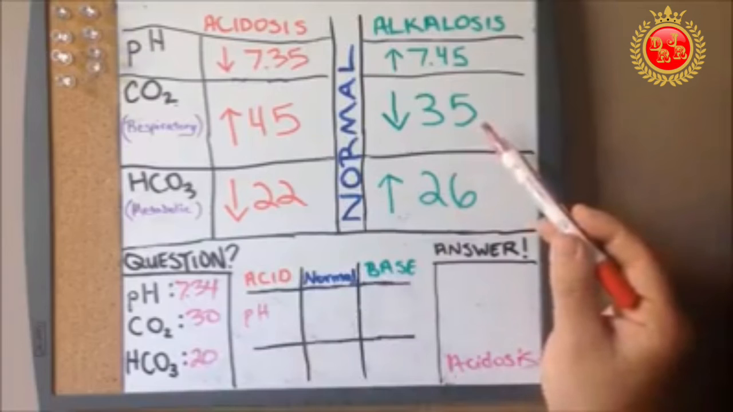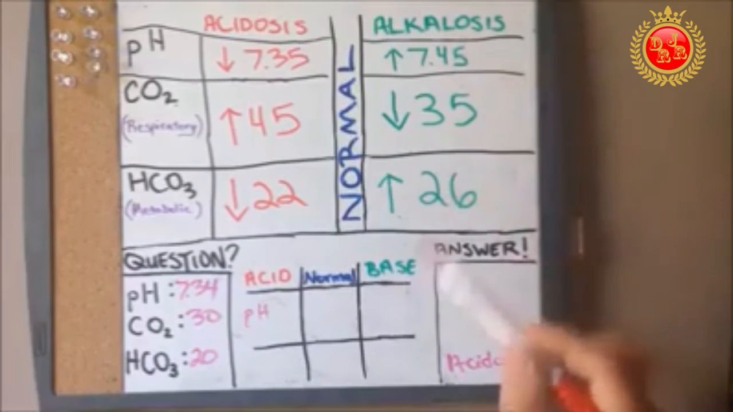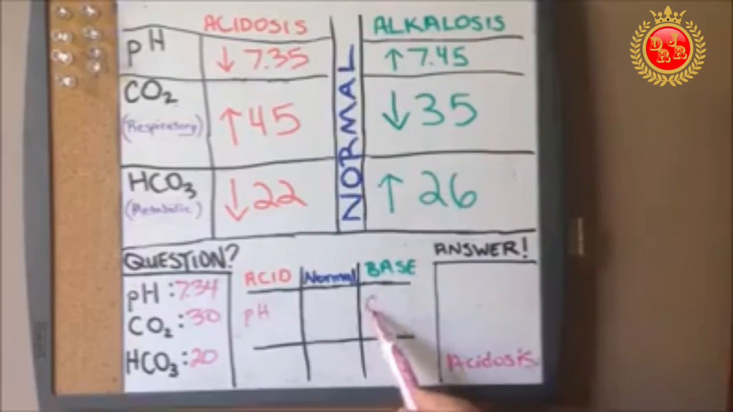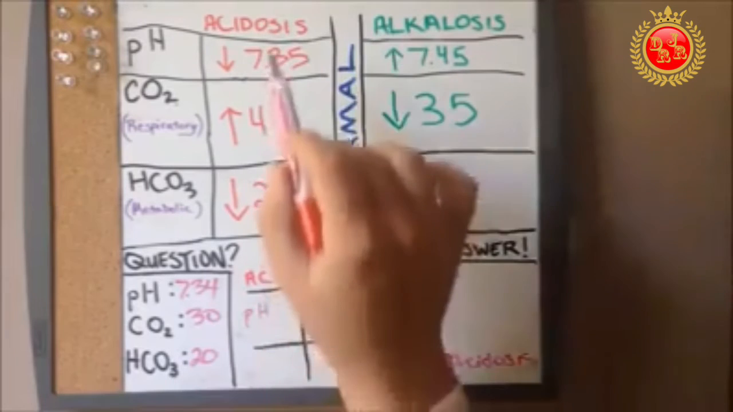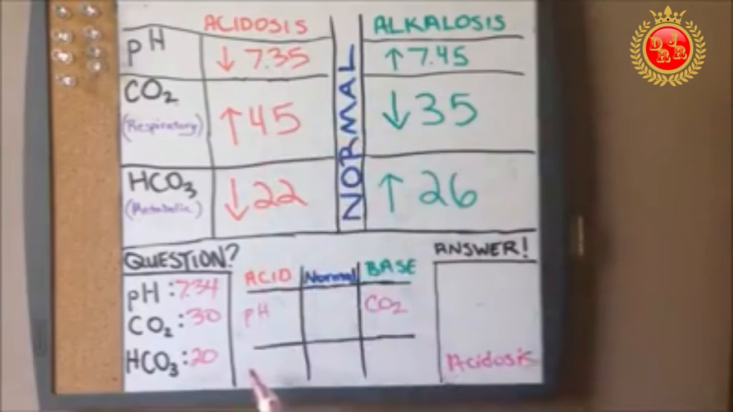Next, our CO2 of 30. That is below 35. It's in the basic column. Let's write it down here in the basic column, CO2. And our bicarbonate of 20, that's less than 22, acid column. We write it here in the acid column.